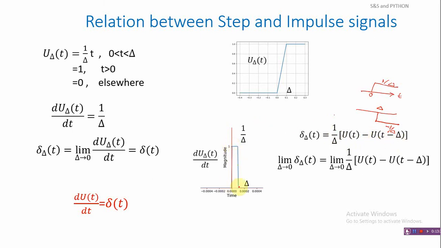So 1 by delta u of t minus 1 by delta u of t minus delta is going to be the pulse like this. If we take the limit as delta tends to 0 of this delta delta of t, that is the limit as delta tends to 0 of 1 by delta times u of t minus u of t minus delta. This is from first principle nothing but d by dt of u of t. So this is nothing but delta of t. That is how the relation between the step and the impulse signals is derived.